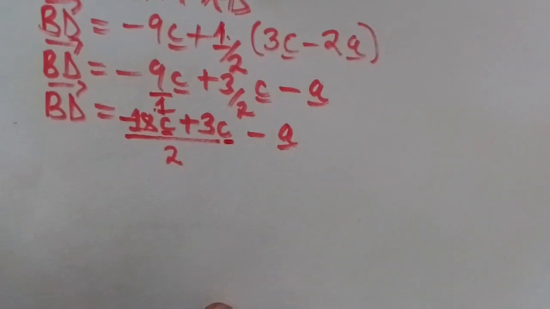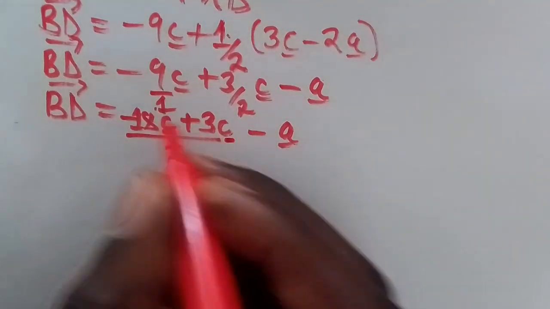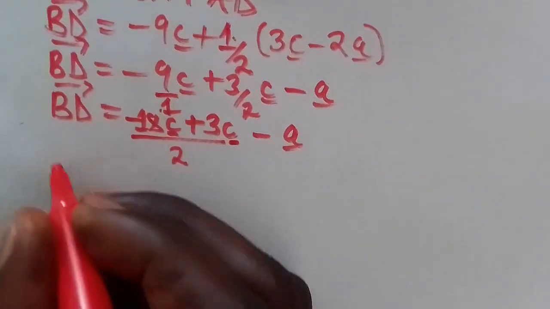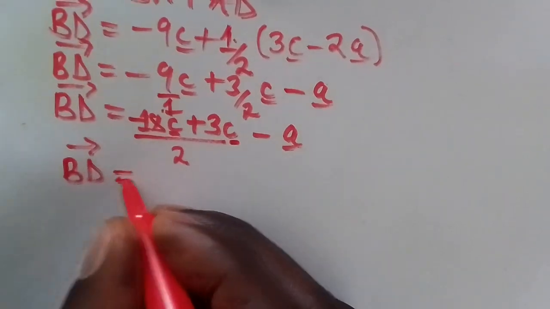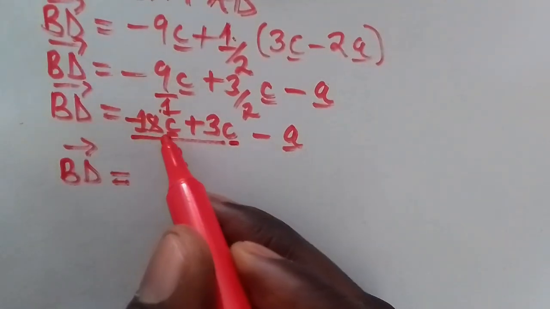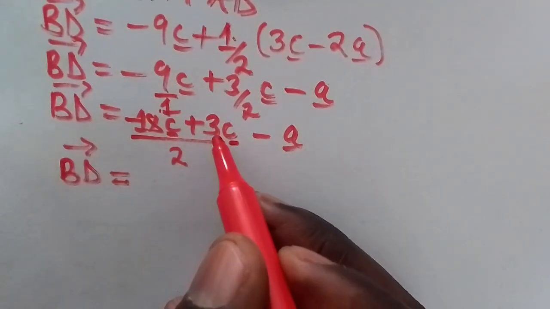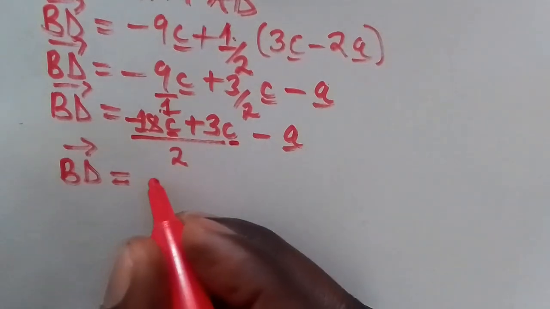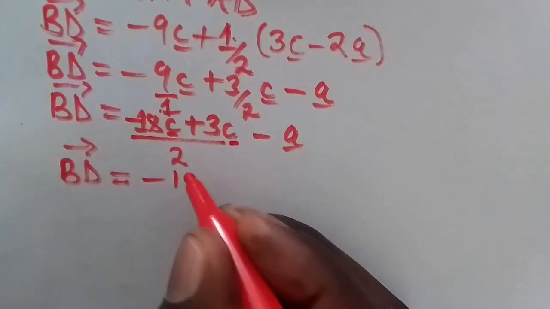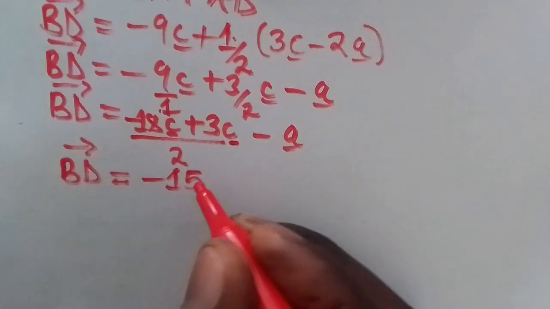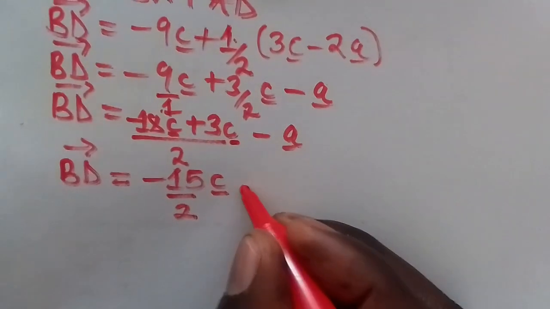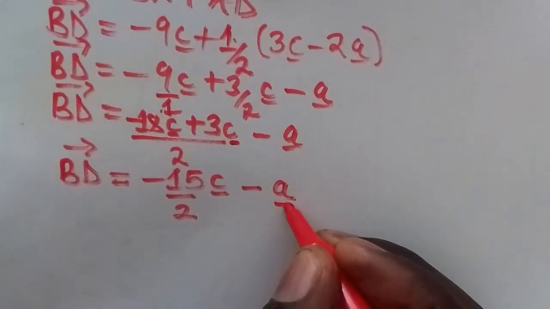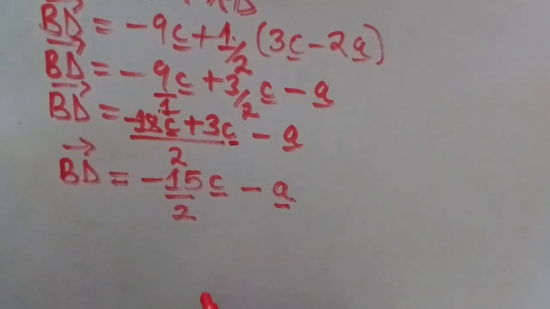So then we can just work out the numerator here. This will give us BD vector is equal to negative 18C vector plus 3C vector. This gives negative 15C vector over 2, then minus A vector. So this is what we get for BD vector.